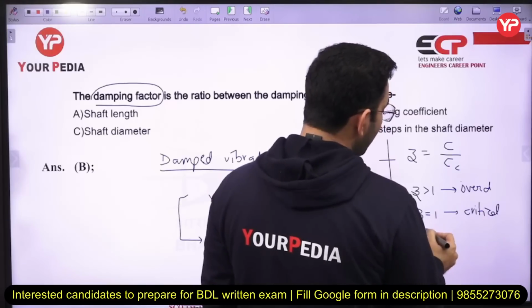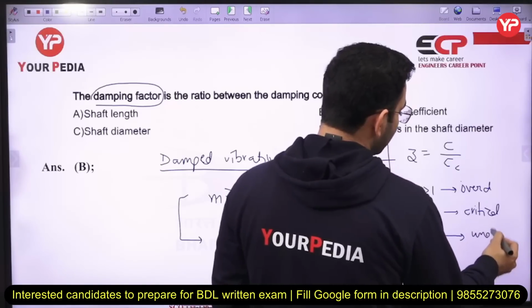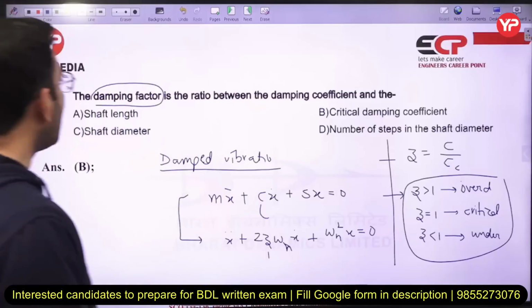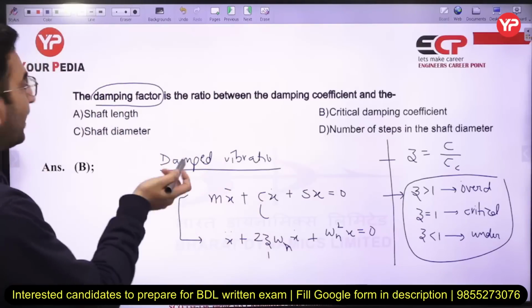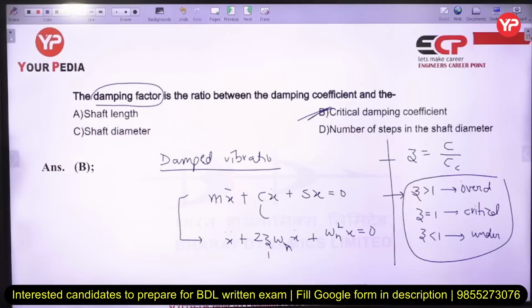Okay, and in the same way, when the value of zeta is less than 1, the system is known as the underdamped system. Always remember this one part here. You can see the damping factor is the ratio between the damping coefficient and the critical damping coefficient. Option B is going to be the correct answer in this case.